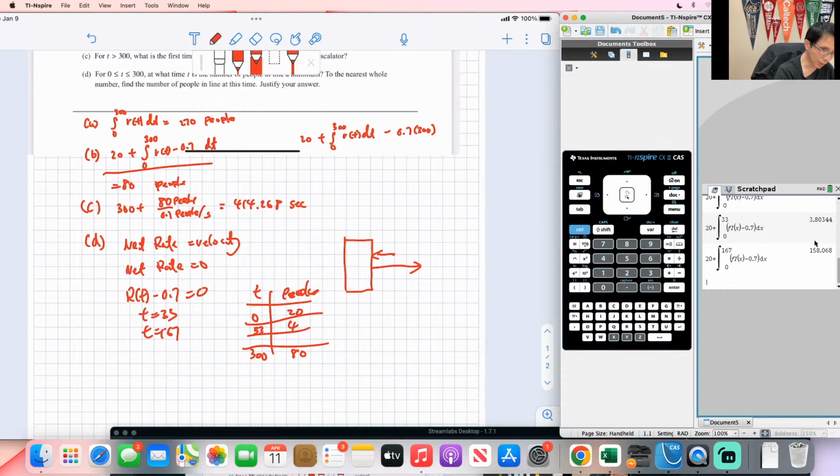And then go to 150, 167. It's gonna be 158. So at 33 seconds, there are 4 people in the line, which is the absolute minimum. Does that make sense, how I developed it going from the beginning to the end?